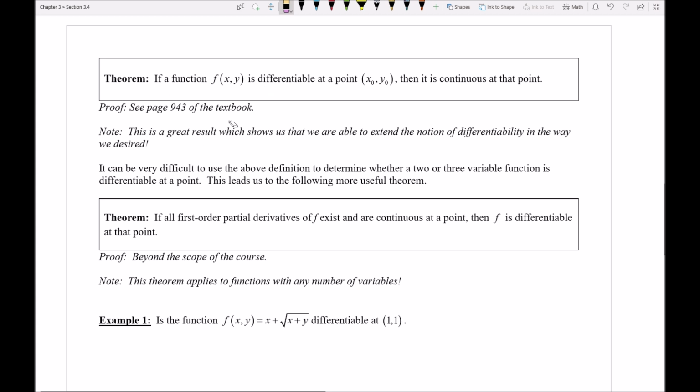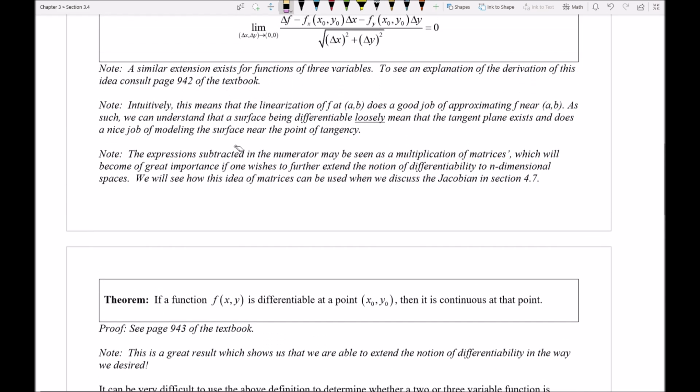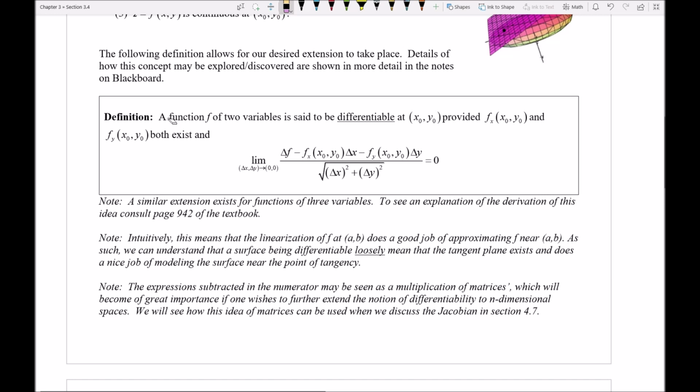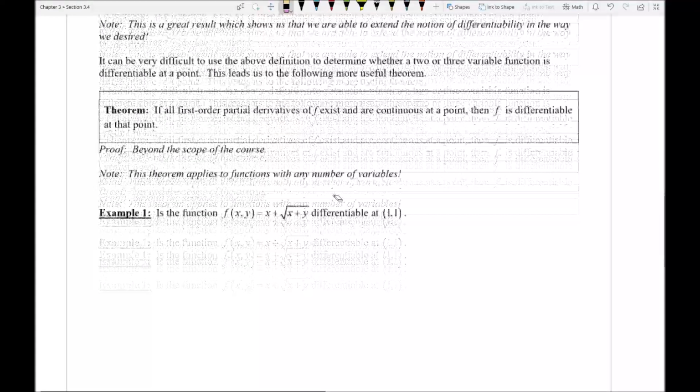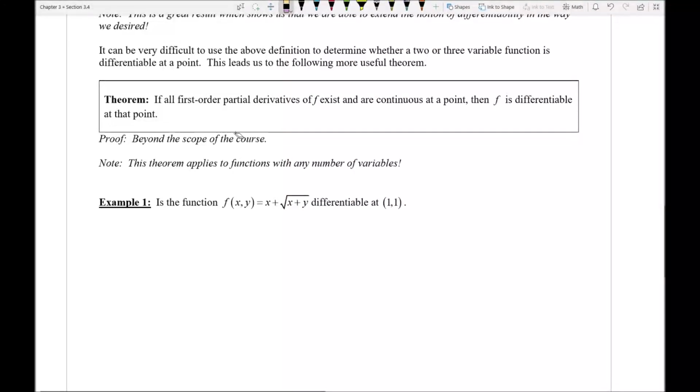Now, even with all three of those implications of differentiability, if all we have is this scary looking definition, it ends up being functionally pretty difficult to show that a function is differentiable at a point. So this is where our second theorem comes in. How can I actually guarantee that a function is going to be differentiable at a point without having to go through the big scary definition that's really hard to use?